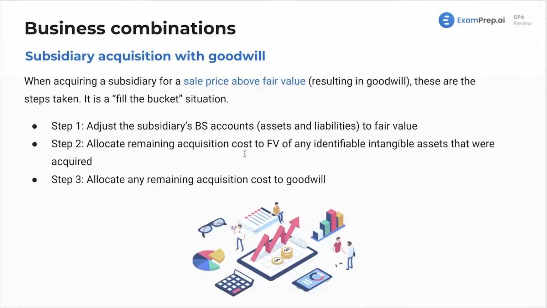Allocate remaining acquisition cost to fair value of any identifiable intangible assets that were acquired. Then allocate remaining acquisition cost to goodwill. All this is saying is account for goodwill as your purchase price compared to fair value.